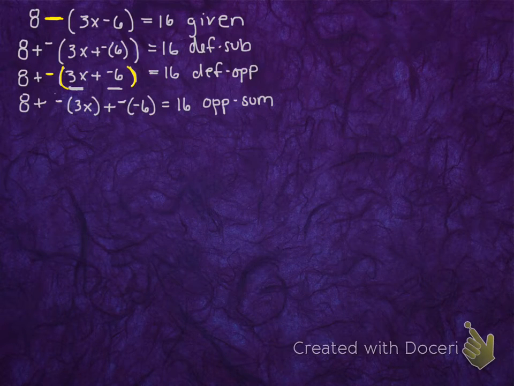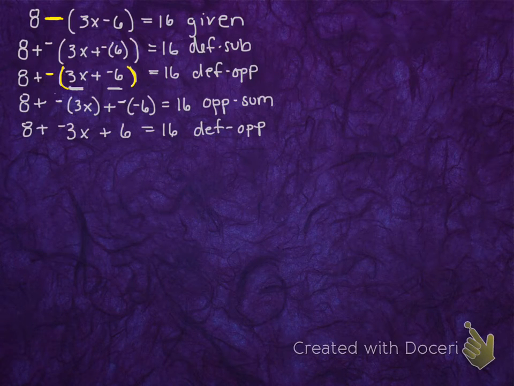And then because I have the opposites of two terms in there, I'm going to use definition of opposites to kind of get rid of those parentheses. Of course, the opposite of negative 6 is 6. And that is just definition of opposites in two places there.